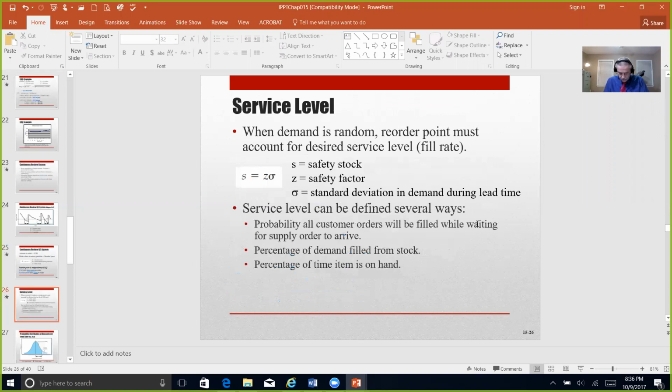Also at the bottom of 383, we have this term called safety stock, where that safety stock is expressed by S equals Z times the standard deviation of the demand during lead time, where Z is the safety factor. And that service level also, we just talked about how that can be fulfilled as well. Table 15.1 on page 384 gives us the nominal values of Z for the particular service level and the stock out percentage already calculated.